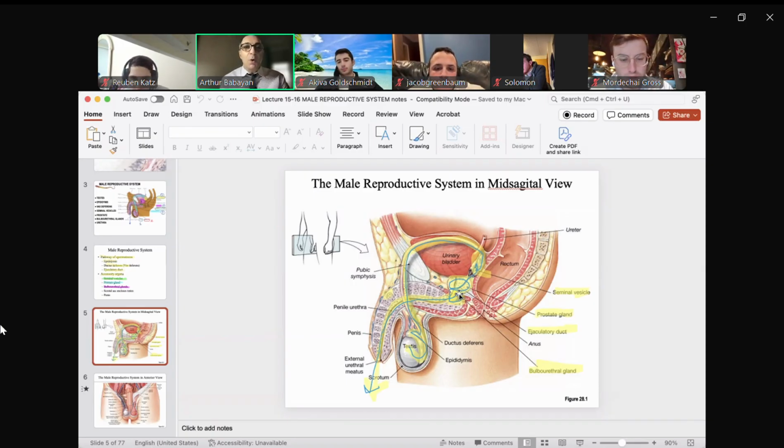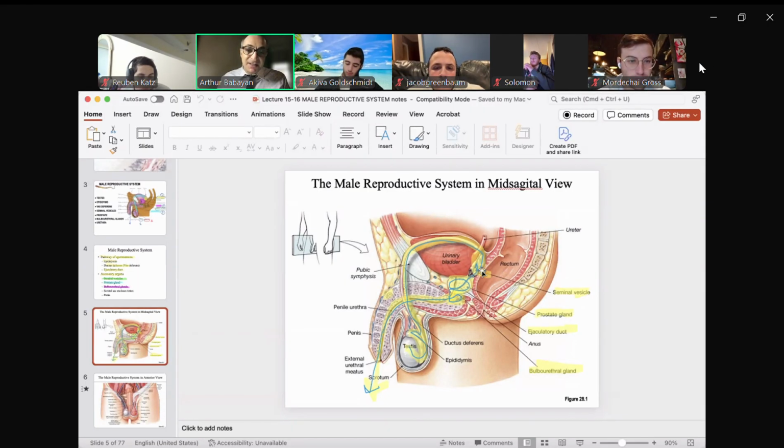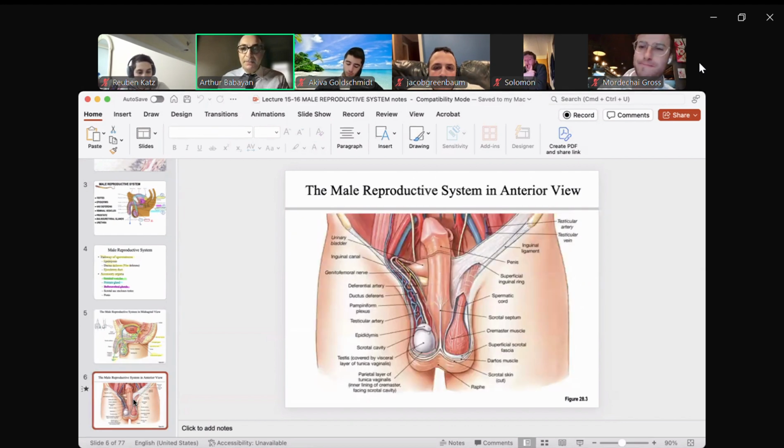Make the notes. What is the difference between sperm and semen? Sperm will be produced in the testis, and then travels to the epididymis, goes to the vas deferens, and mixes with the seminal vesicle product, prostate gland secretion, and bulbourethral gland secretion, and becomes semen. Is it clear? It's clear.